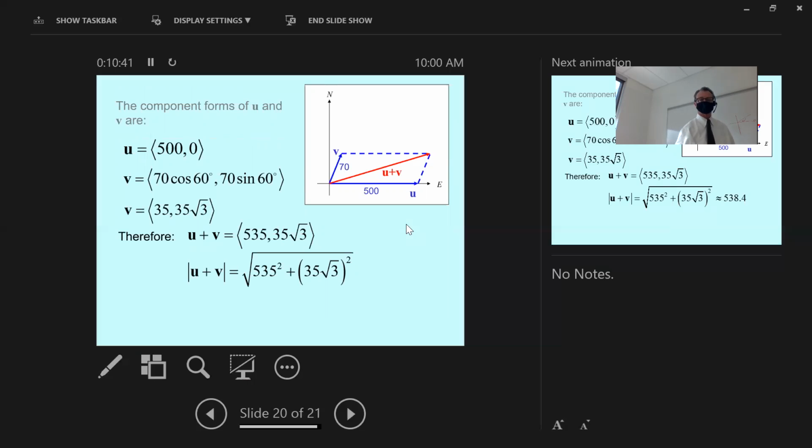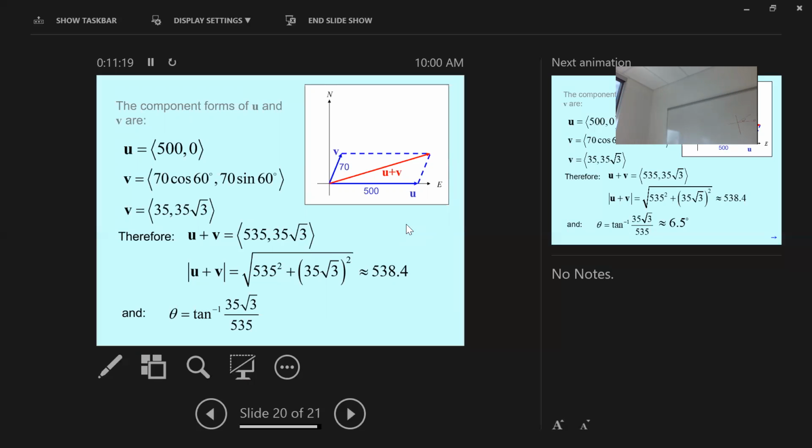So now what? We want the magnitude of the vector. So you're doing that as a Pythagorean. This is a calculator question. And you get this. We want the angle measure. The angle measure would just be this. The inverse tan, right? What's tan? Opposite over adjacent.